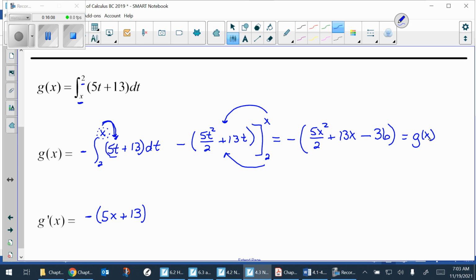And if we then take the derivative, I think we would see 5x plus 13. Again, the lower limit, which is a constant, results in a constant, the derivative of which does not exist. Or it's a zero, I guess I should say. Zero exists. All right, there's your fundamental theorem of calculus.